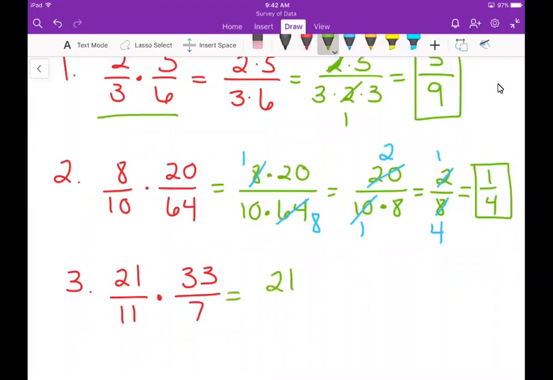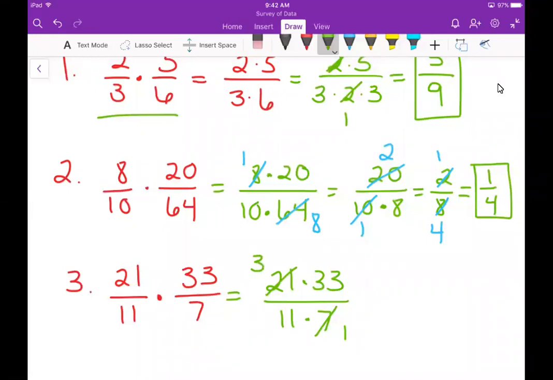All right, so did you set that up first? So I have 21 times 33 over 11 times 7. And the first thing I'm going to look at is, do 21 and 11 have any common factors? They don't, but 21 and 7 do. 21 and 7 can both be divided by 7. 7 divided by 7 is 1. 21 divided by 7 is 3.